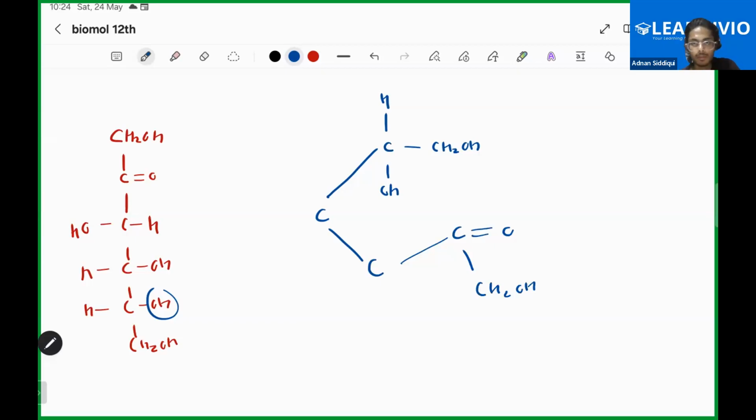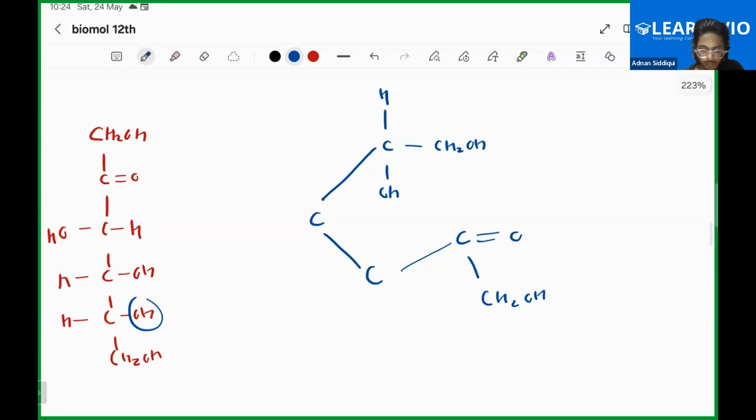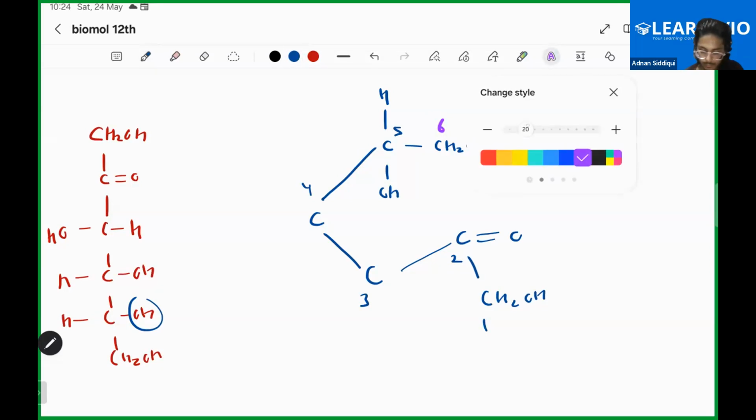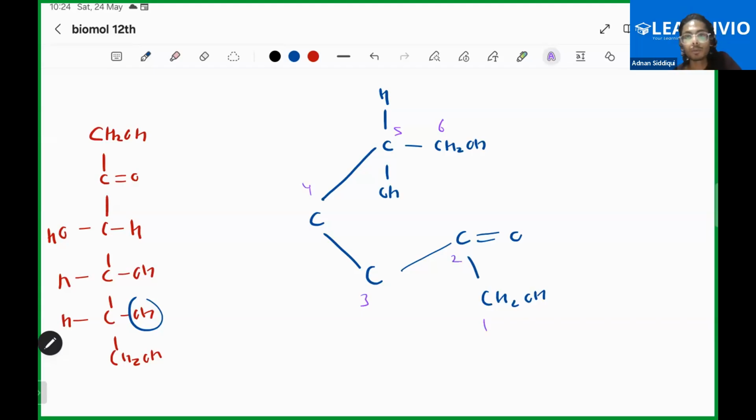Is it clear how we draw this? Now, if we need to do the counting, then we will go like 6, 5, 4, 3, 2, and 1. So, which carbon's OH group is going to attack? This one, and it is going to attack at this position. So what do we need to do? We need to rotate it. We need this OH group here. So we'll do the rotation like this.